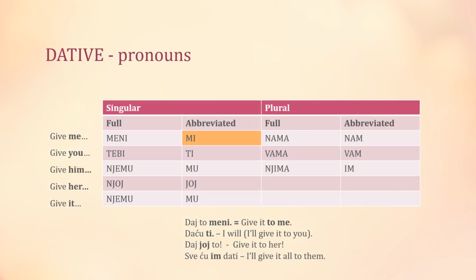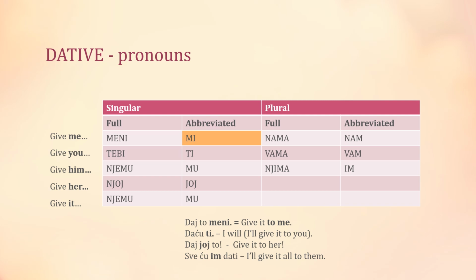Since you'll use personal pronouns in dative often, let's go through them right away. In this table, you see personal pronouns in the dative. It has two major columns. One for pronouns in singular, that's I, you, he, she, it, and the other one for pronouns in plural, we, you, they. But you'll notice that each of these columns is split into two, because all of the pronouns have their full and abbreviated forms. The pronoun in dative we used in previous sentences, mi, to me, was actually abbreviated. The full form is meni.